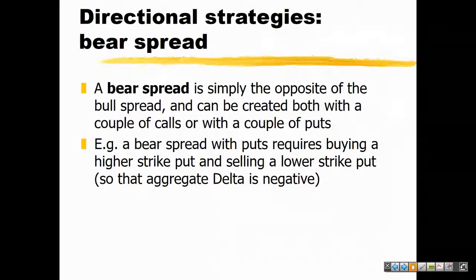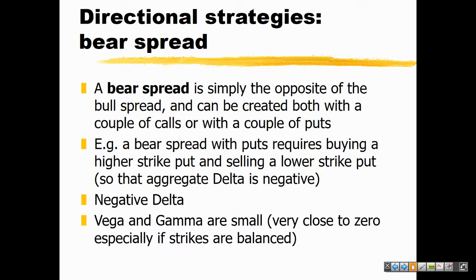What is a bear spread? A bear spread is simply the opposite. In a bull spread, you buy the in-the-money call and sell the out-of-the-money call. If you invert it, you sell the in-the-money call and buy the out-of-the-money call, you get the opposite, which is a bear spread. And in the same way, you can invert it with put options. Same specular story to what we've seen already.